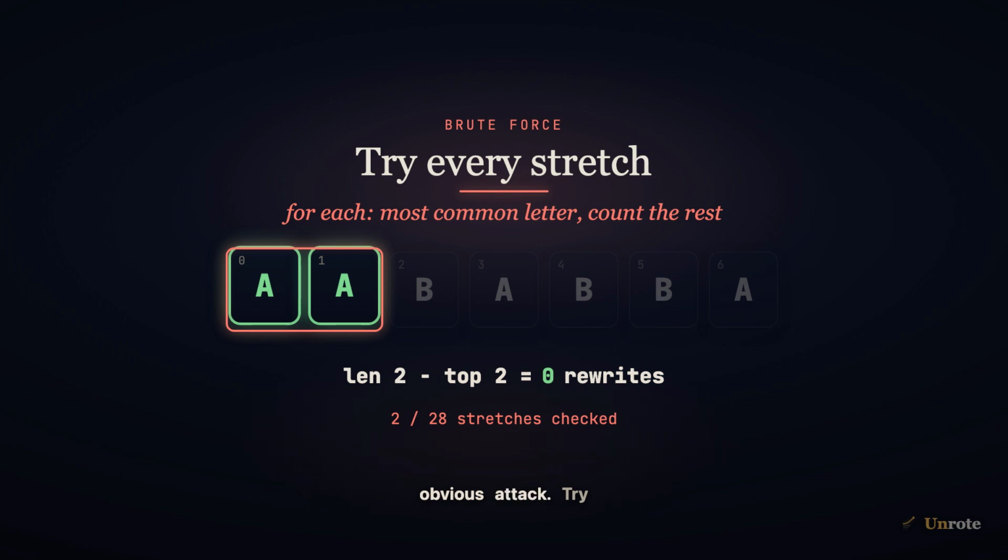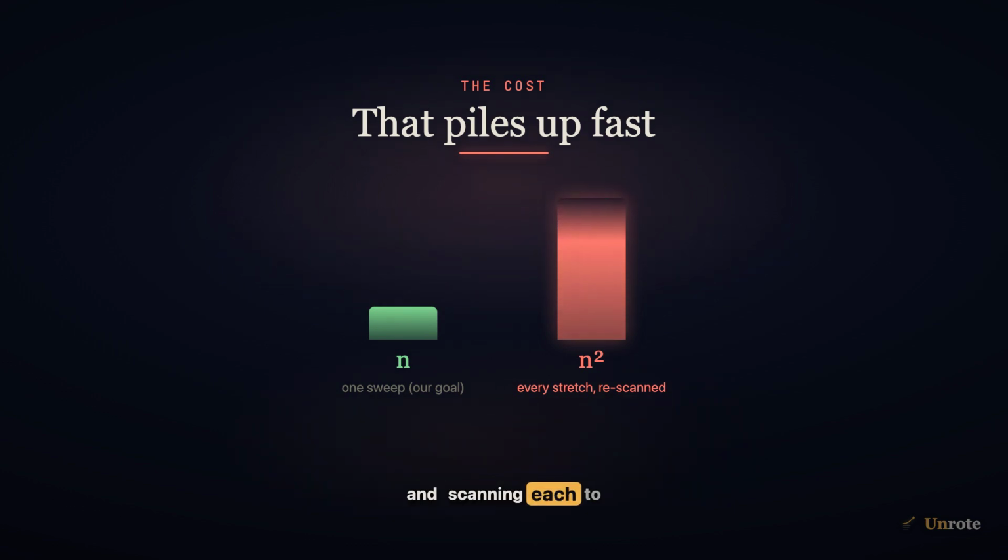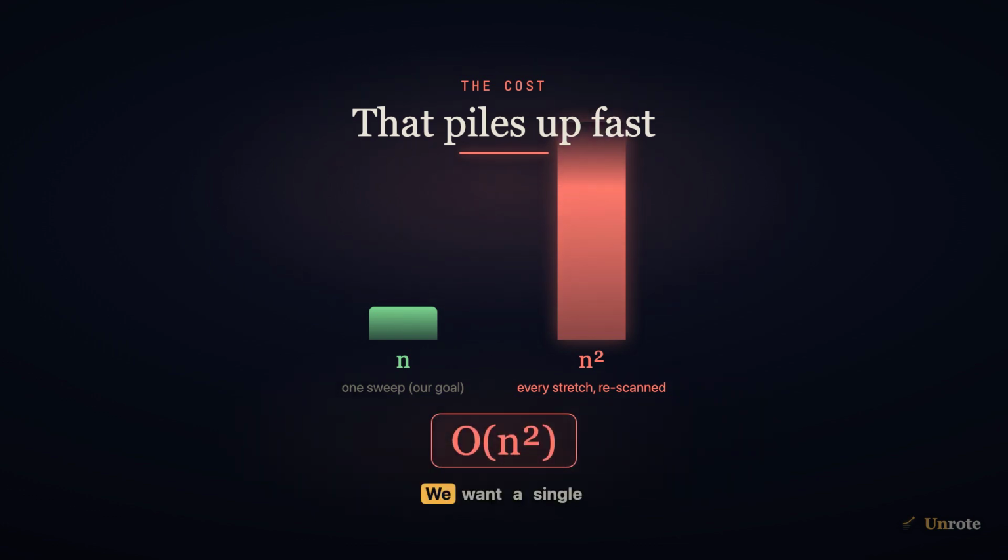The obvious attack, try every possible stretch. For each one, find its most common letter, and count how many other letters you'd have to rewrite. If that count is k or fewer, it's achievable. But there are roughly n squared stretches, and scanning each to tally letters piles more work on top. On a long string, that's painfully slow. We want a single sweep instead.